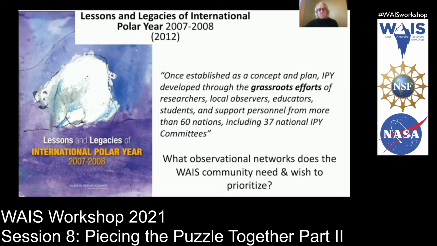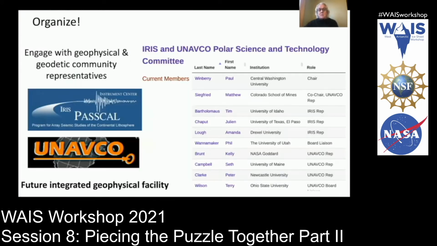So with that in mind, what observational networks does the WAIS community need and want to prioritize? This is really a call to action for the community to organize their thoughts on observing networks and priorities and communicate these to our funding agencies, but also to potential international partners.